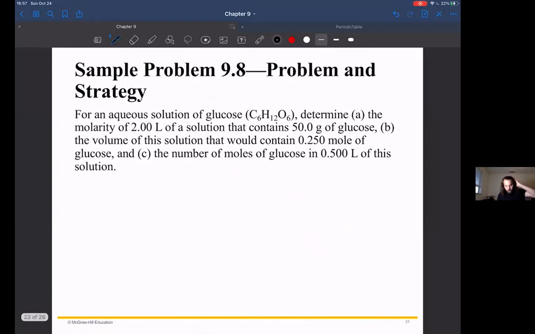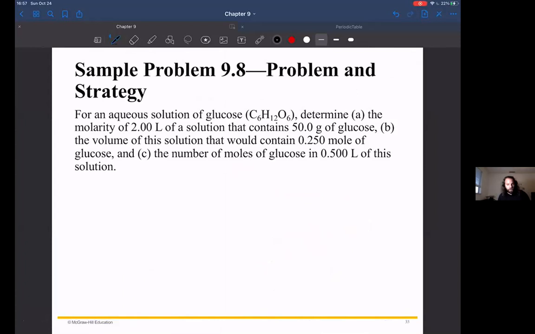Okay. So now we're going to do a few calculations back to back. This is from an aqueous solution of glucose. Determine one, the molarity that you would get if you had 2 liters that contained 50 grams of glucose. Two, the volume of this solution that you would use that would contain 0.250 moles of glucose. And then finally, the number of moles in 0.5 liters of this solution.